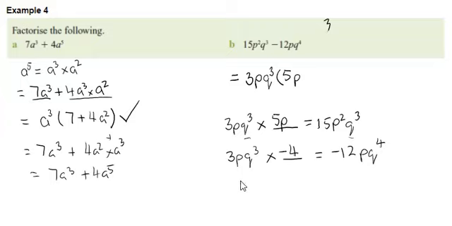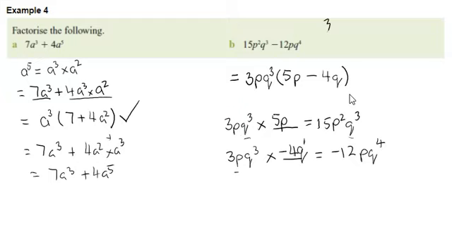Right, let's look at our p. We've got a p in our question, we've got a p in our answer, so we don't need a p at all. Look at our q's. We've got a q cubed here and a q to the power of 4 here. If I multiply our q cubed by another q, that'll give us a q to the power of 4. Because a q by itself is with a power of 1, and if we add those indices together, we get a 4. So this term here is our second term, minus 4q.